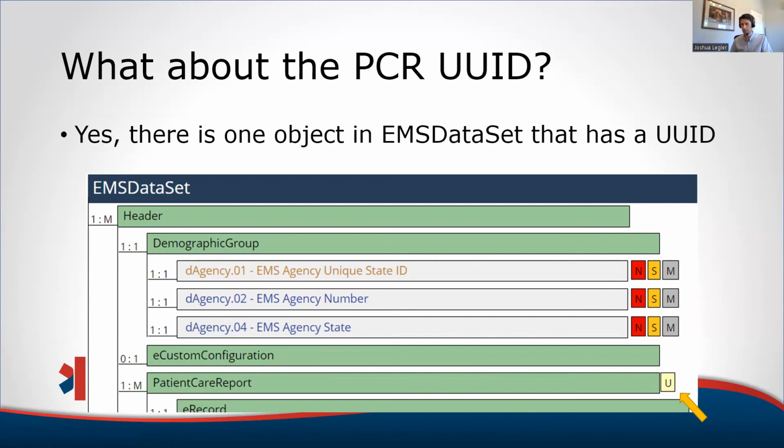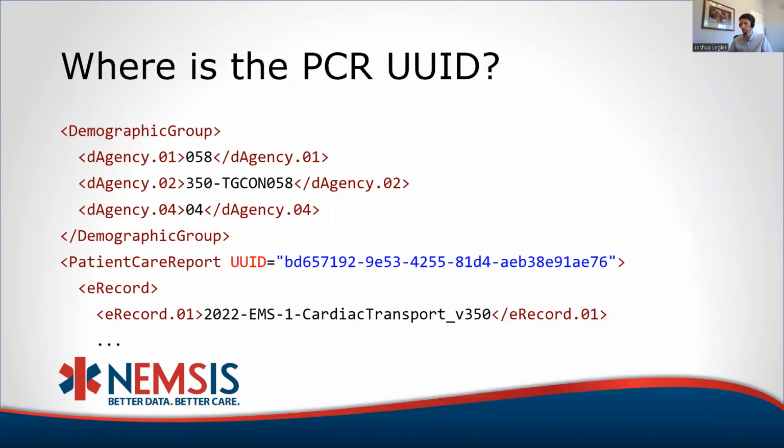Now, to speak to Amber's question, we don't, for example, identify the crew members or the vehicle that was on the call by their UUID within the patient care report. That's still done the way it's always been done. Just the patient care report itself gets a UUID attribute added to it, just like in demographic data, an attribute on the patient care report data element. That's how it shows up in the XML data right there. And then below that, you'll have your eRecord.01 and all the rest of the report.